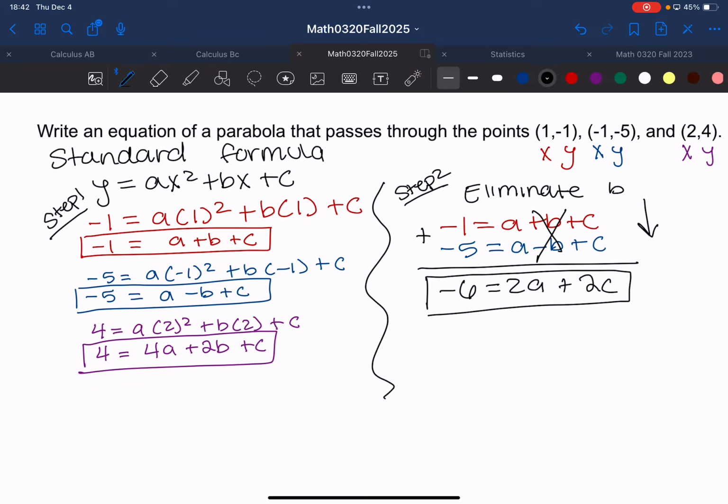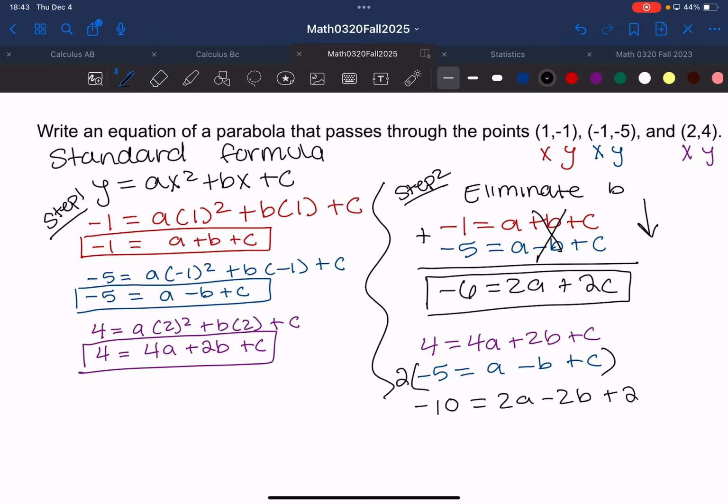So we're still on step 2, we're eliminating B. So I'm going to use the purple equation, 4 is equal to 4A plus 2B plus C. And the blue equation, -5 is equal to A minus B plus C. But before I add them down, we want the B's to cancel, so we need to take this blue equation and multiply the entire thing by 2. So we're distributing 2 in. So my equation is going to be -10 equals 2A minus 2B plus 2C. Okay. Which means I'm no longer looking at this equation anymore.